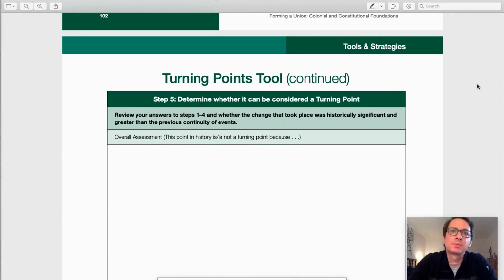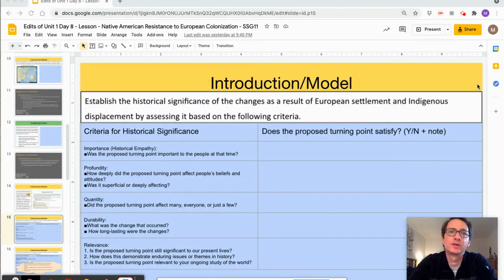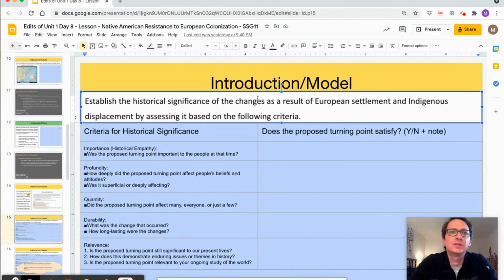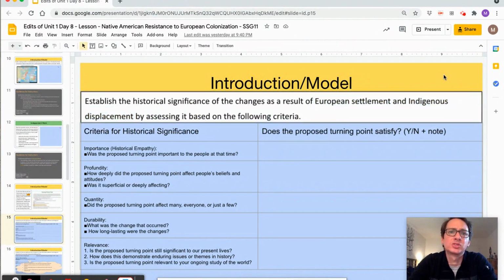For convenience, I'm going to flip back to the electronic version of this step as it appears in the slides for Day 8. And here, you can see the event I mentioned earlier that we're going to be working towards evaluating as a turning point, the displacement of indigenous people due to the expansion of European settlement. If you've been completing this Turning Points tool over the span of several lessons, you definitely will be referring back to what you've done in steps 1 through 3, and you're probably going to also be using some of the sources that you used, so make sure you have access to both of them before moving further.